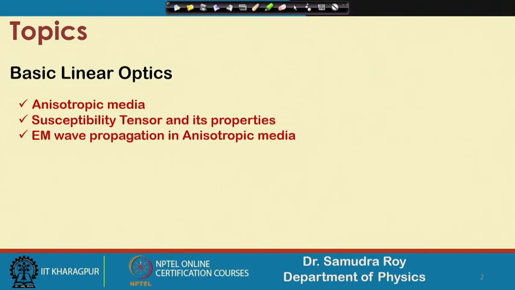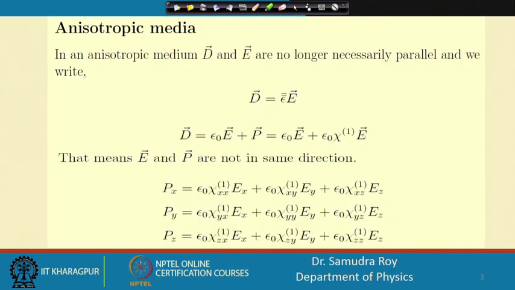So, we introduced the anisotropic medium in our last class. We continue the concept and learn more about the anisotropic medium in this particular class. So, let us see what we have in this class. We are still in the domain of basic linear optics. Today we are going to learn about anisotropic media in more detail, the susceptibility tensor and its properties, and finally how the electromagnetic wave will propagate through an anisotropic medium. So, let us go to the next slide.